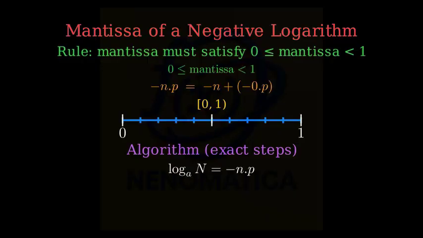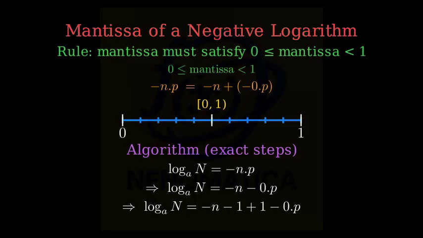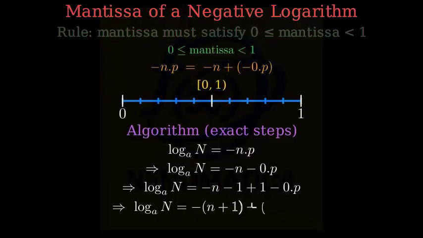Step 1. Log base a of n equals minus n point p. Step 2. Therefore, log base a of n equals minus n minus 0 point p. Step 3. Therefore, log base a of n equals minus n minus 1 plus 1 minus 0 point p. Step 4. Therefore, log base a of n equals negative n plus 1 plus 1 minus 0 point p.